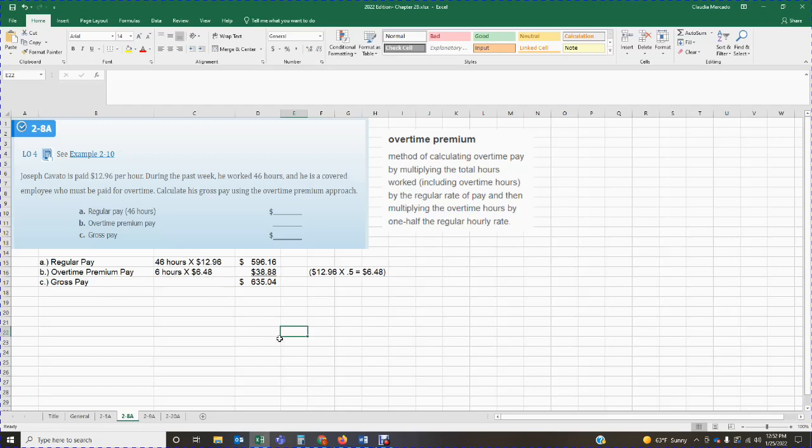So this is a very brief example of how to use the overtime premium approach. Be very careful when you're solving these problems because some problems will use the regular overtime rate, and others will specify to use the overtime premium approach, which is half. Using the overtime premium approach, the overtime rate is half of the regular rate. If we use the regular overtime calculations, it's 1.5 times the regular pay. So be very careful when you're working out your problems that you read which calculation you are going to be applying. And that is basically it for problem 2.8.